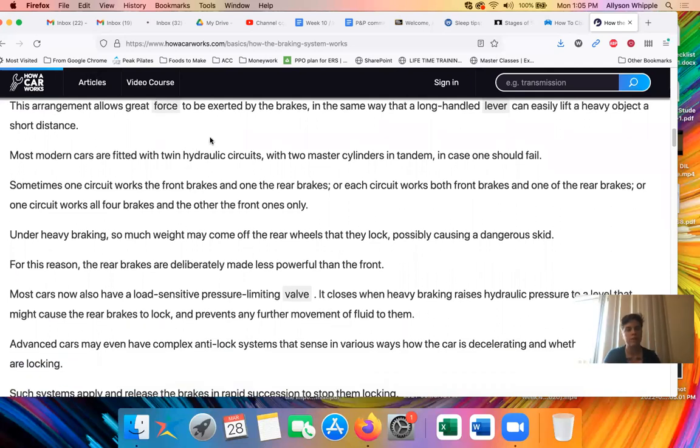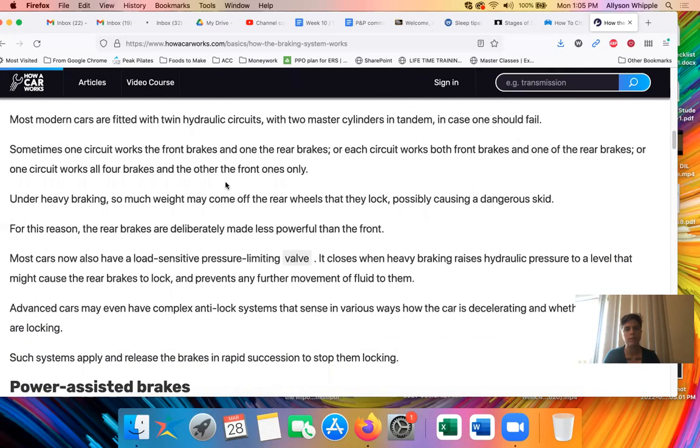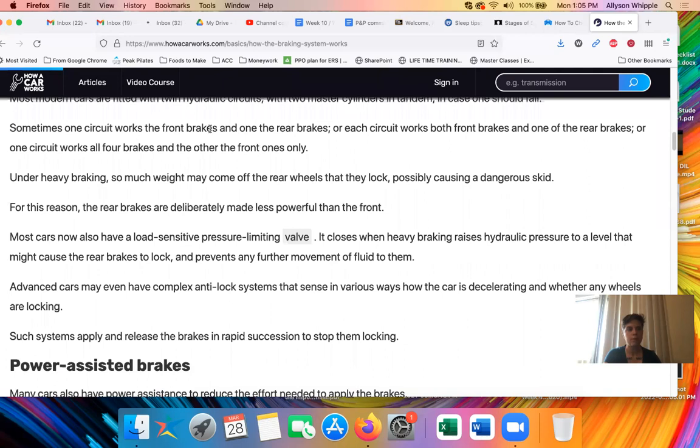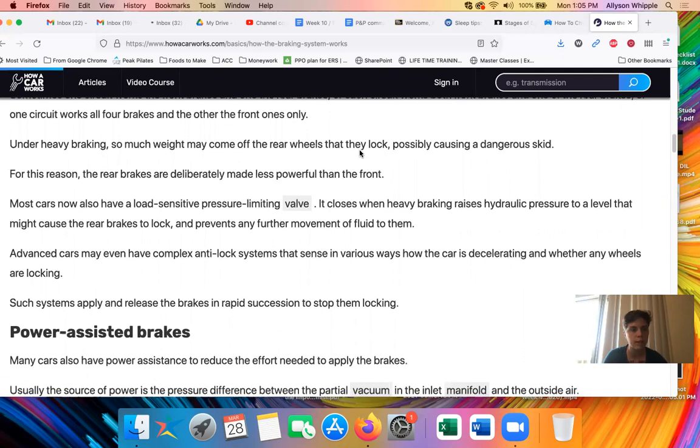Most modern cars are fitted with twin hydraulic circuits with two master cylinders in tandem in case one should fail. Sometimes one circuit works the front brakes and one the rear brakes, or each circuit works both front brakes and one the rear brakes, or one circuit works all four brakes and the other one the front ones only.